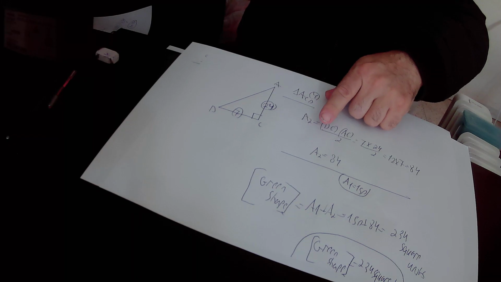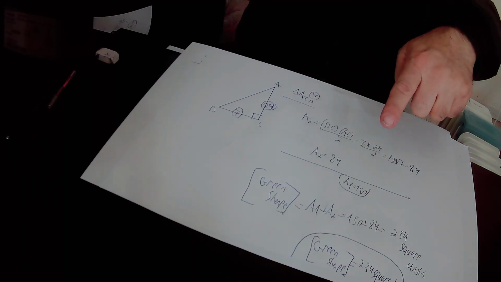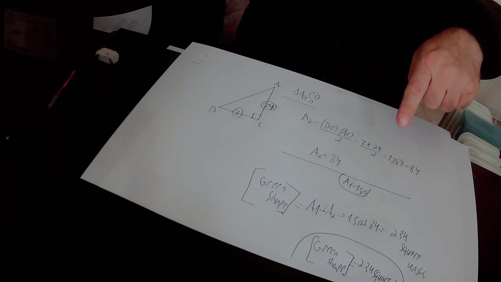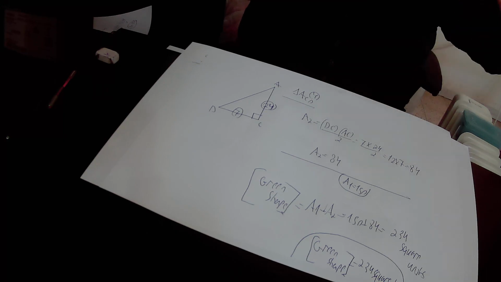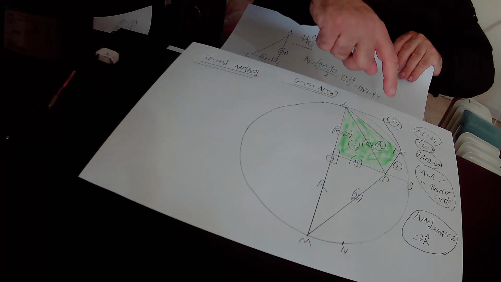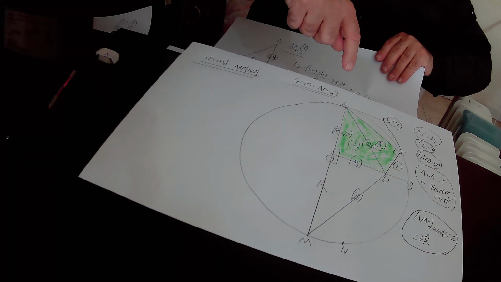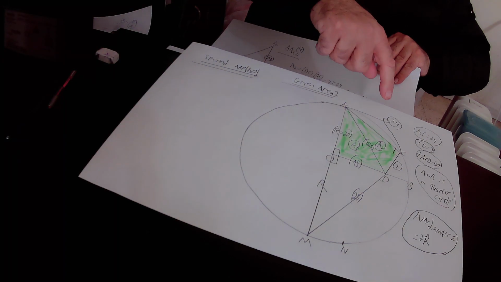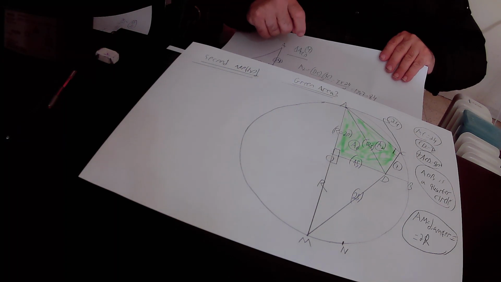Again, in total, the area of the green shape equals A1 plus A2. A1 equals 150, A2 equals 84. 150 plus 84 is 234. So in conclusion, the area of this green shape, according to the second method also, equals 234 square units. Okay, thank you very much.